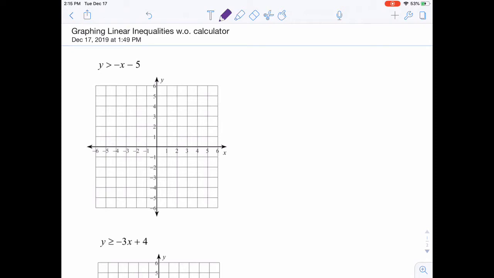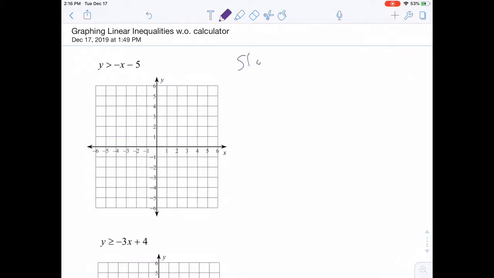Alright, today we're going to look at graphing linear inequalities without the use of a graphing calculator. First, I want to make sure that the inequality has y by itself, which our first example does. I want to identify what my slope is and what my y-intercept is. So looking at this, y is greater than negative x minus 5.